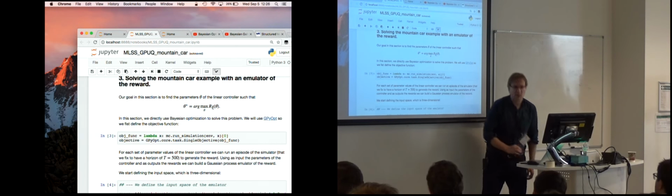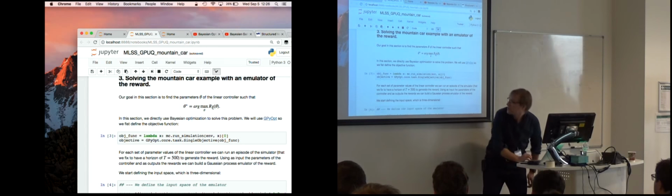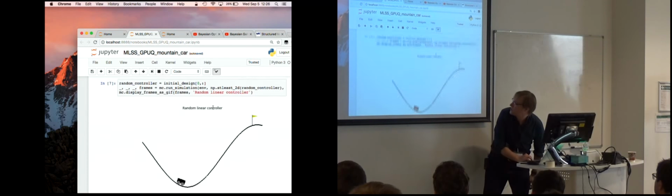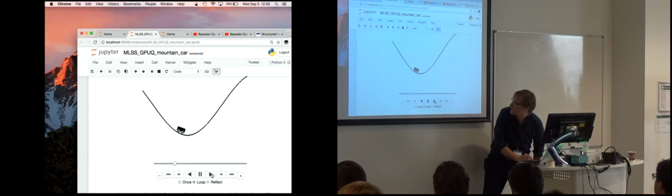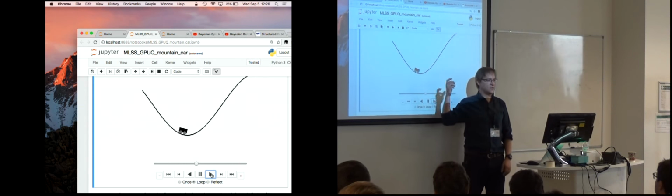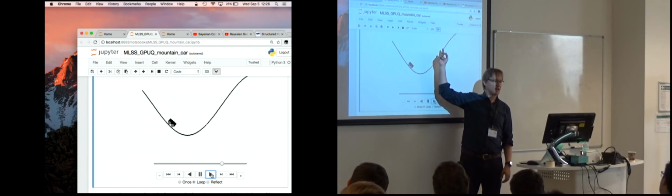And this is the final reward that I get after I have run the simulator for a few iterations. If all I do is apply some random linear controller, selecting the parameters of the policy at random, this is what happens. Nothing is really helping the car to reach the flag.